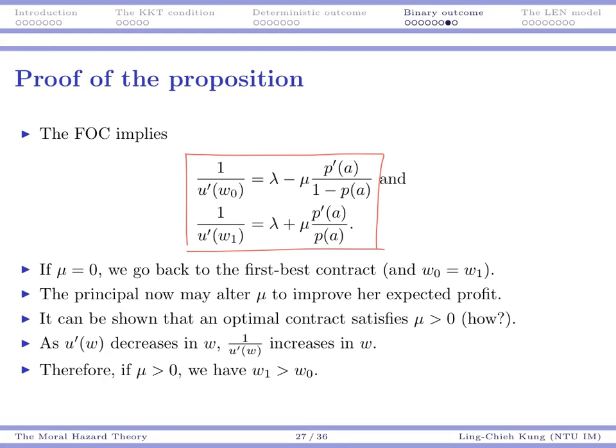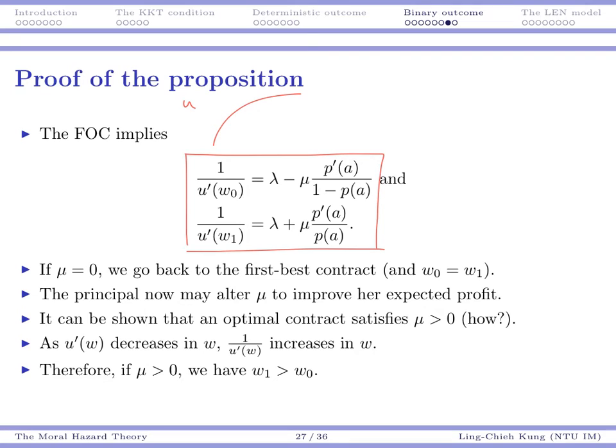We know that U prime is decreasing because U is a function like this, right? So your U prime is the slope, and the slope would be decreasing. Given that, we know 1 over U prime would be increasing in W. So this is an increasing function. That means if your right-hand side is larger, then the W would be larger.